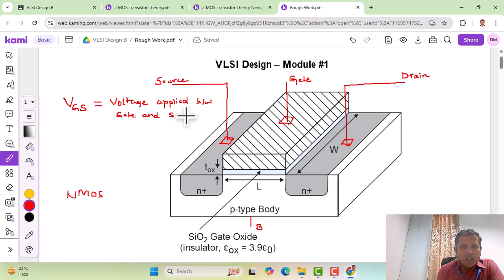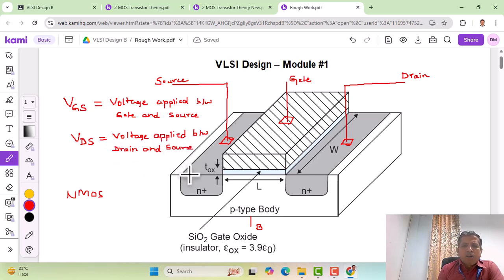So that is the VGS, the DC voltage applied between the gate and the source terminal. And the next voltage is the voltage applied between the drain and source, which we can call VDS. So VDS is the voltage applied between the drain terminal and the source terminal.